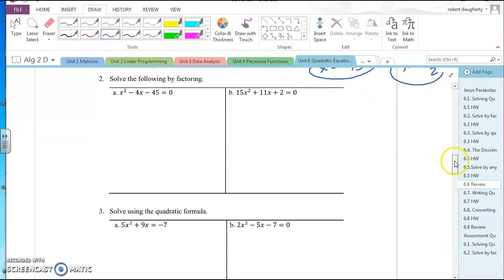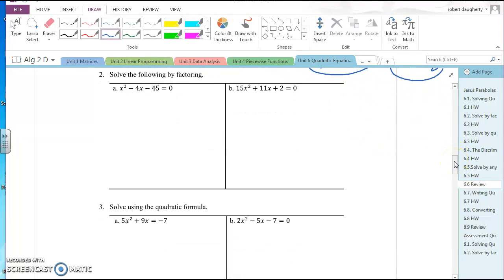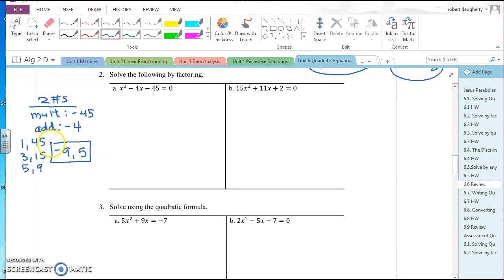Problem number 2 is to solve by factoring. So this is a trinomial with a 1 in front, so this will factor if I can find two numbers that multiply to give me negative 45 and add or subtract to give me a negative 4. Factors of 45 are 1 and 45, 3 and 15, or 5 and 9, and then I start repeating. So I can tell it's going to be 9 and 5, and if the 9 were negative, those two numbers multiply to negative 45 and they add to negative 4.